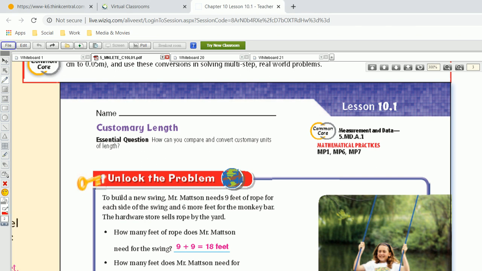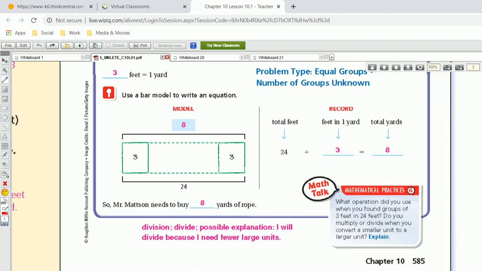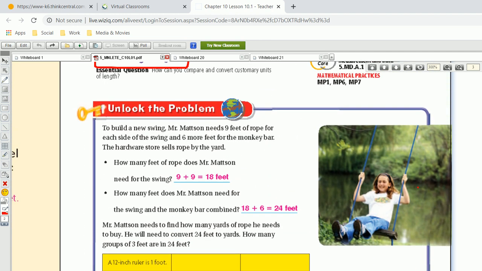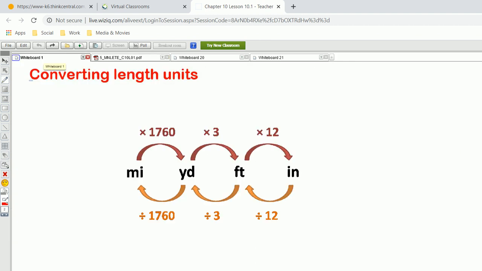Hello everyone, today's lesson is customary length, which is lesson 10.1, page 585. Now, this lesson is talking about how to convert between unit lengths. If you want to convert between unit lengths, you have to keep this rule.